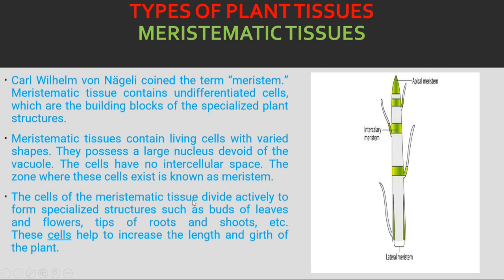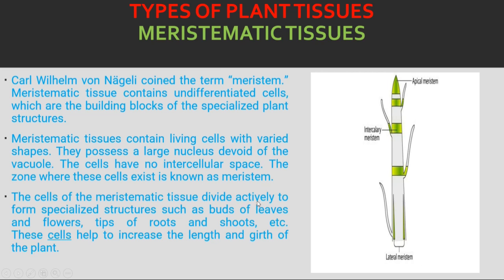The cells of the meristematic tissue divide actively to form specialized structures such as buds of leaves and flowers, and tips of roots and shoots. These cells increase the length and girth of the plant. So this kind of tissue helps the plant increase in length, both through its stem and through its root.